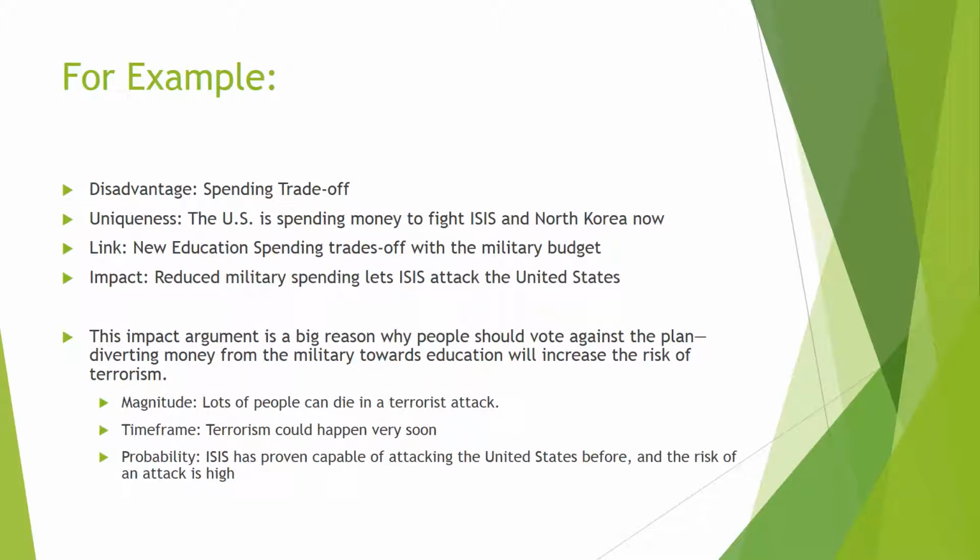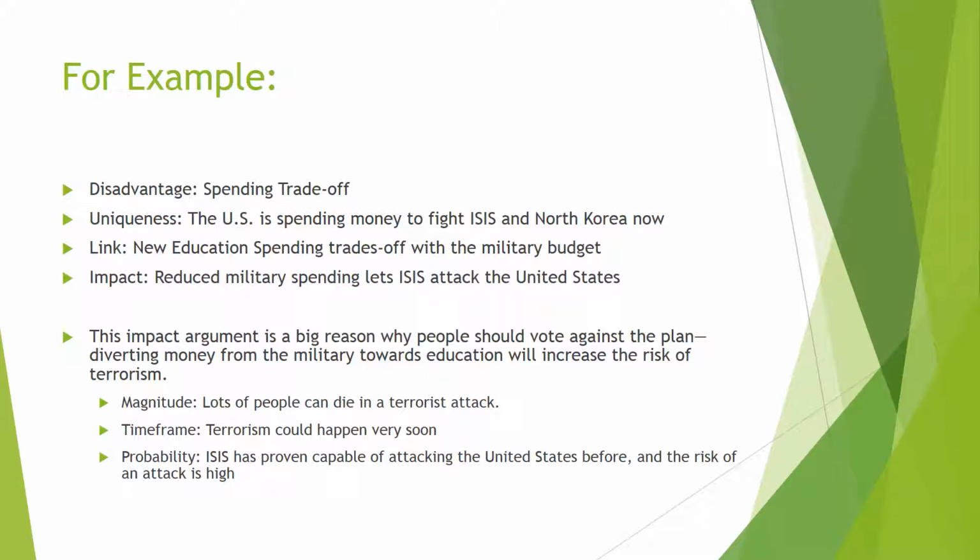Let's walk through an example. The disadvantage is a spending trade-off found in the novice packet. The uniqueness argues that the United States is going to spend money to fight ISIS and North Korea right now. However, the link, the cause and effect, is that the new education spending will cause a trade-off with the military budget. And the impact is that reducing military spending could let ISIS attack the United States.